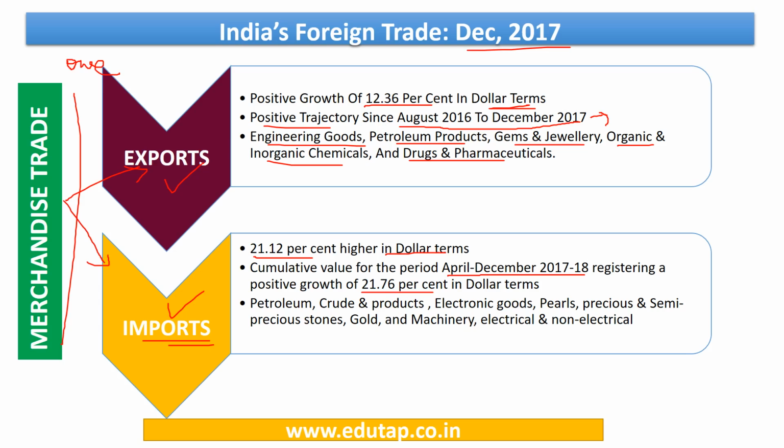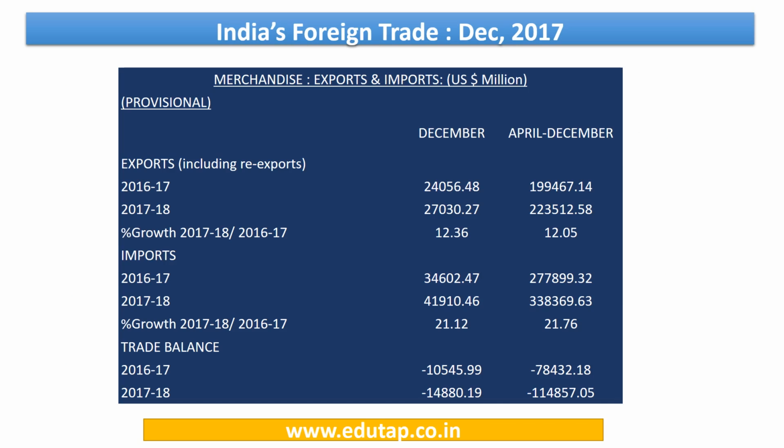The major commodities which we have imported are petroleum and crude oil products, electronic goods, pearls and precious and semi-precious stones, gold and machinery, electrical and non-electrical goods. So this was all for the merchandise trade. In this figure you can see the different figures for exports for the December month and from April to December 2017. This has been given in US dollars in millions.